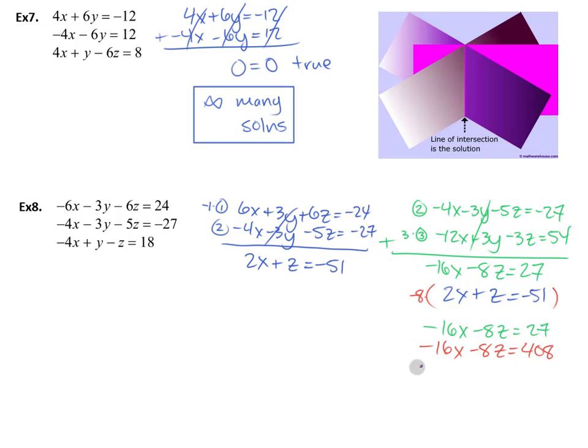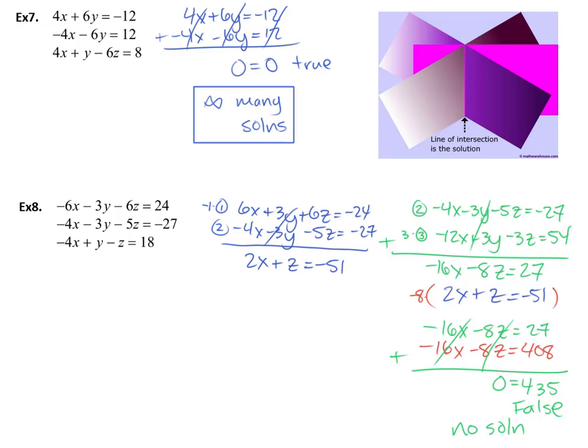And we'll go to add these guys together, and my x's cancel, and uh-oh, so do my z's. So I get 0 equals 435. Well, that is definitely a false statement. What that means is there is no solution.